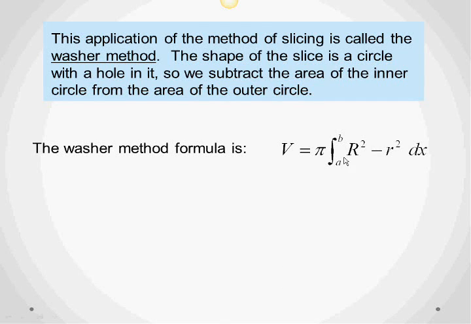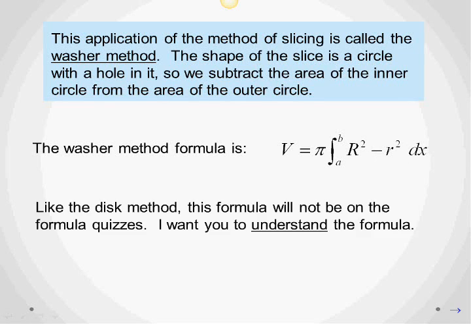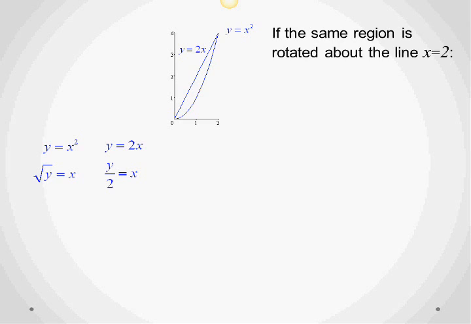Be careful that you do not say that big R squared minus little r squared is actually the quantity R minus r all squared. Remember that exponents do not distribute in, because pluses and minuses mess it up. That's a very simple mistake that people will often make. Like the disk method, this formula will not be on formula quizzes. I want you to understand how the formula works.